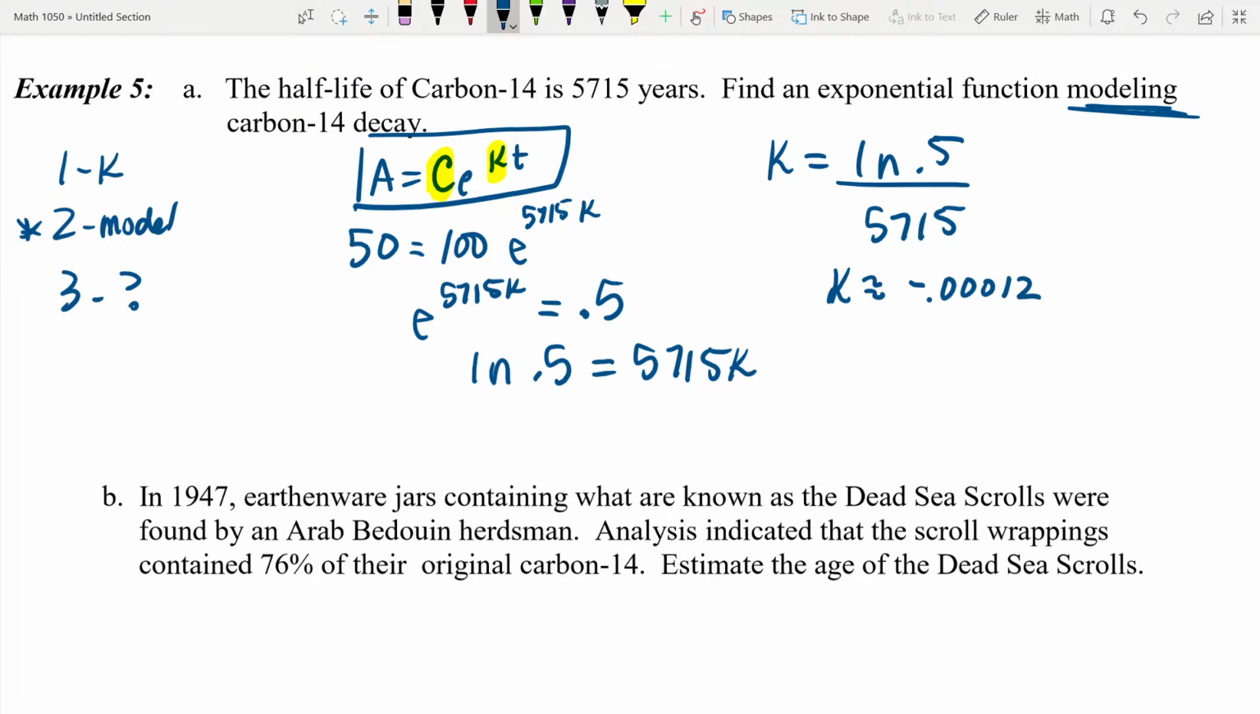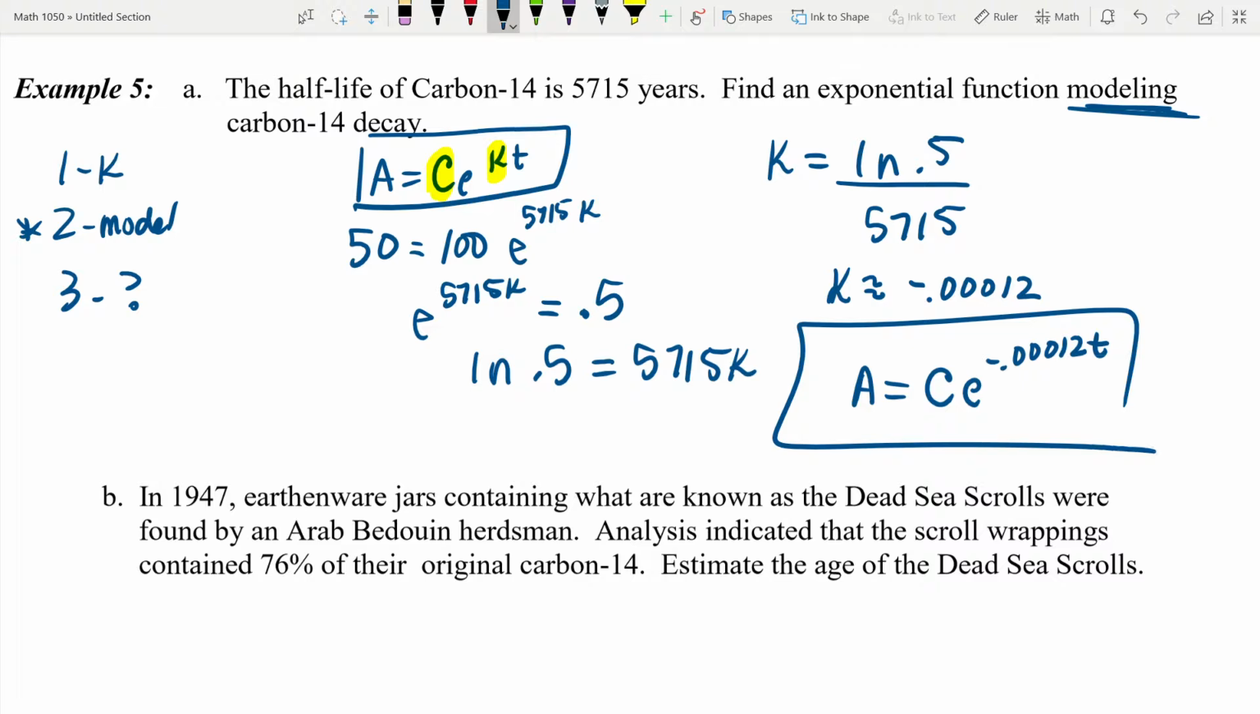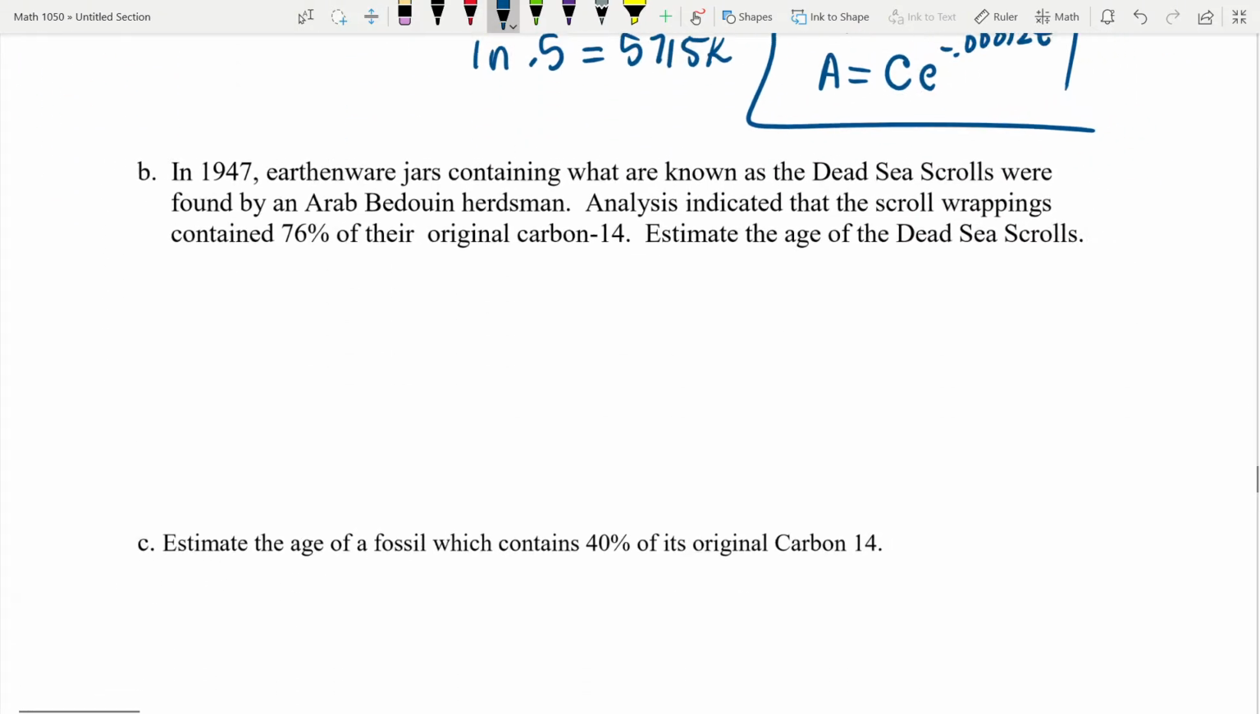When you write down the model, you can't make it up. The model has to work all the time. So if you don't know it, leave it as C. So I'm going to say A equals C e to the negative 0.00012 t. There's my model. Okay. Now I know I have an extra variable. That's okay. Let's do part B.